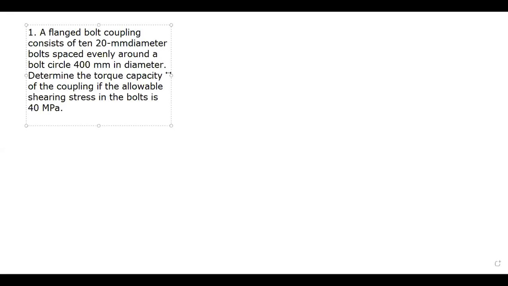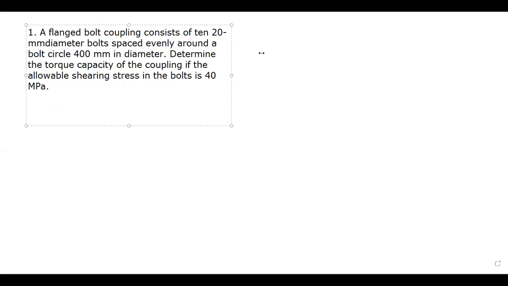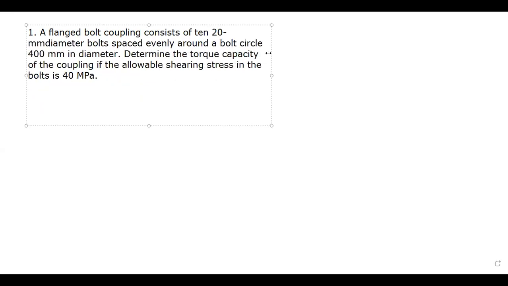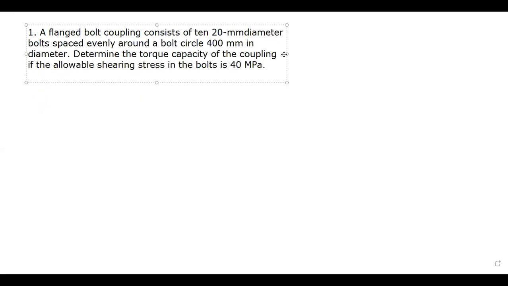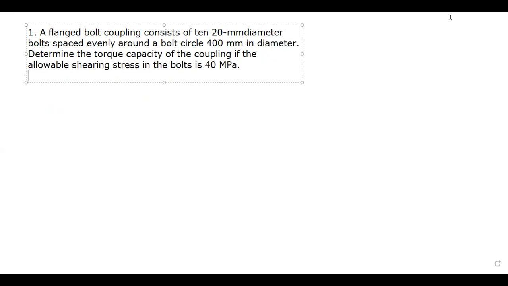Yan. Sunod text muna. A flange bolt coupling consists of 10, 20 mm diameter bolts placed evenly around a bolt circle 400 millimeter in diameter. Determine the torque capacity of the coupling if the allowable shearing stress in the bolts is 40 megapascal. Okay? So hangga't maaari, palagi tayo sa units. So proceed na tayo.